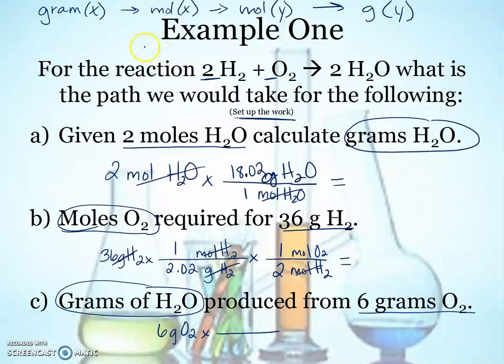We've got to go from grams to moles. So we've got to get rid of grams of O2 and we go to moles of O2. This would be 32.001. That cancels. Okay, now we're going from moles of O2 to moles of H2O. So we put moles of O2 on bottom, moles of H2O on top, mole ratio. Right, so this would be a 1 and this would be a 2.